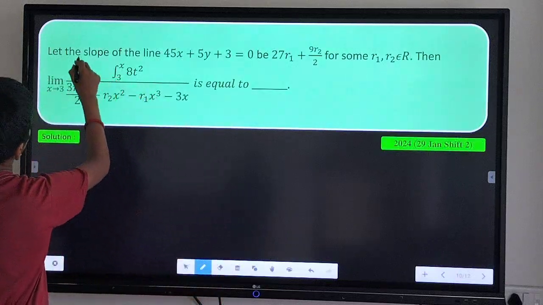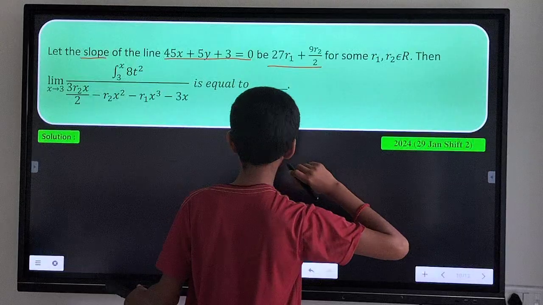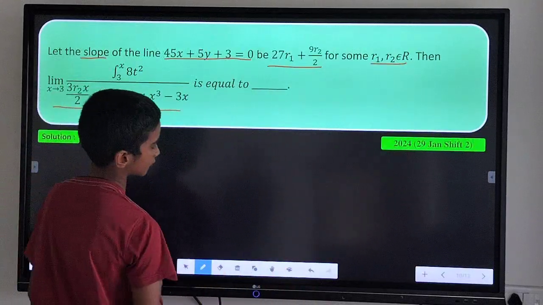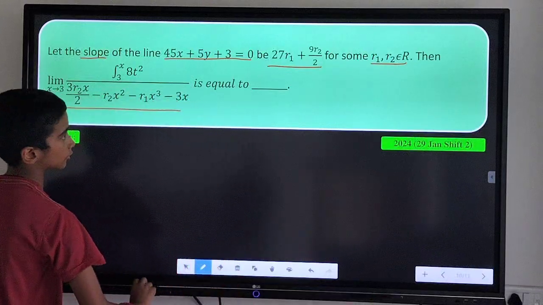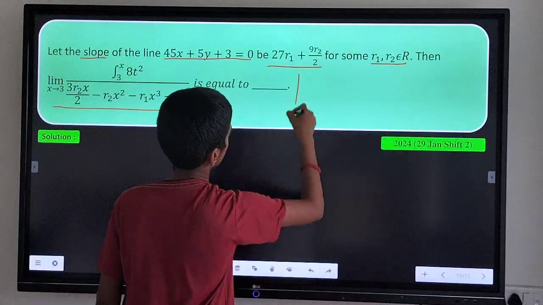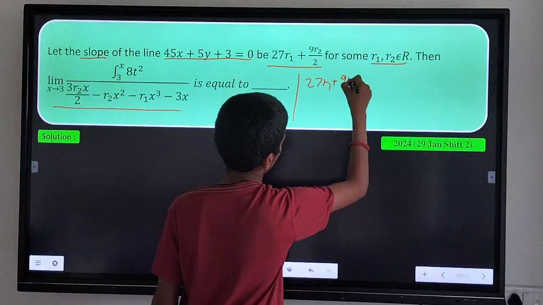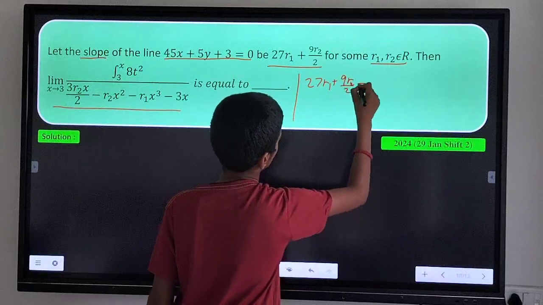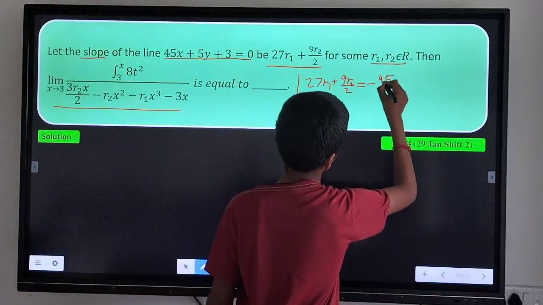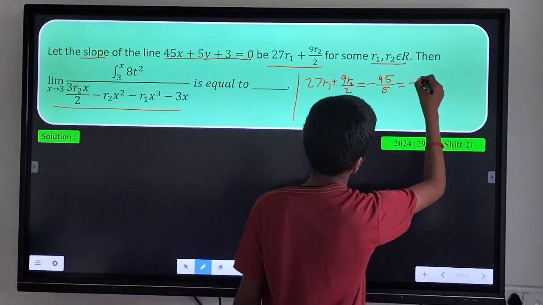It says that let the slope of this line be this for some r1, r2 belongs to R, then we have to find the value of this limit. So it says that 27 r1 plus 9 r2 upon 2 is equal to the slope of this line, which is minus of 45 upon 5, which is equal to minus of 9.